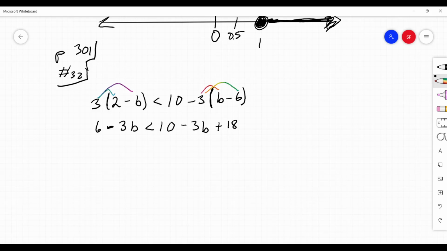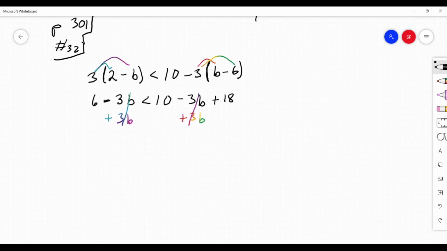Add 3b to both sides? Sure. Sounds fine to me. So 6 is less than 10 plus 18. Now what? Add the 18 and 10. Okay. So 6 is less than 28. Now what? Graph. Okay.